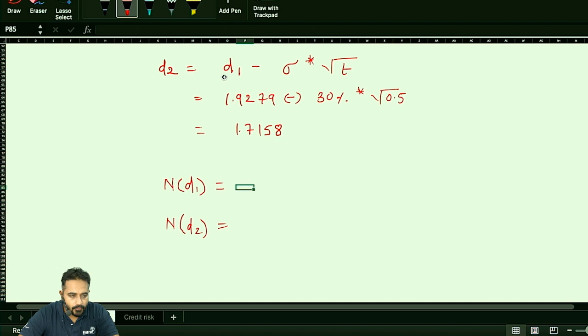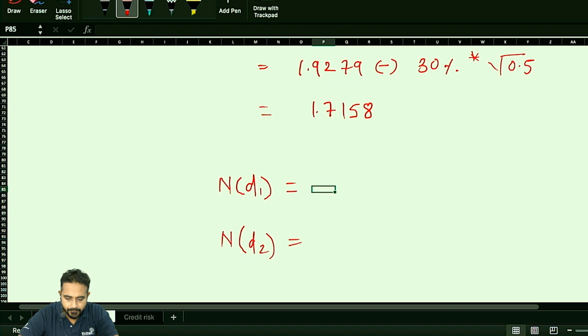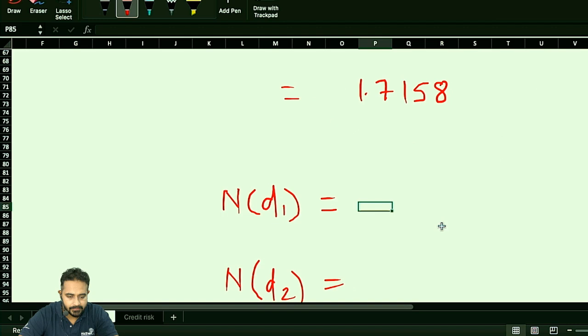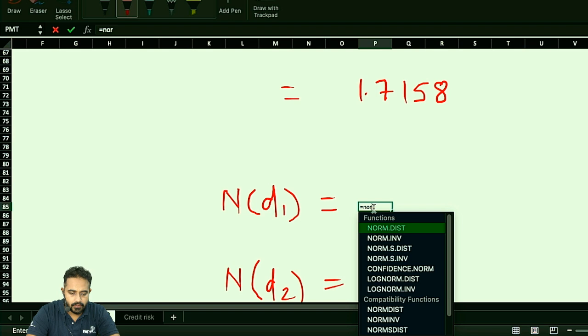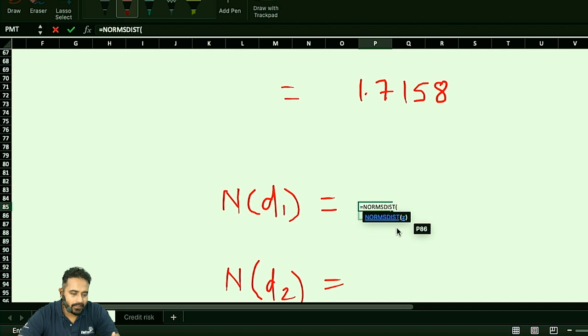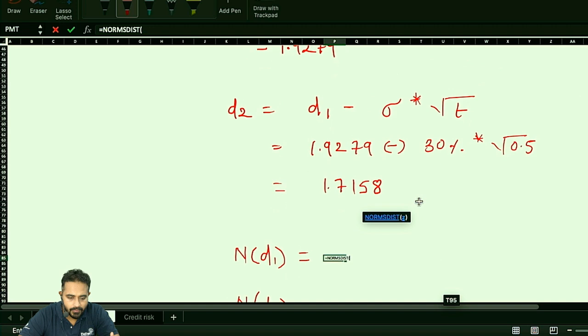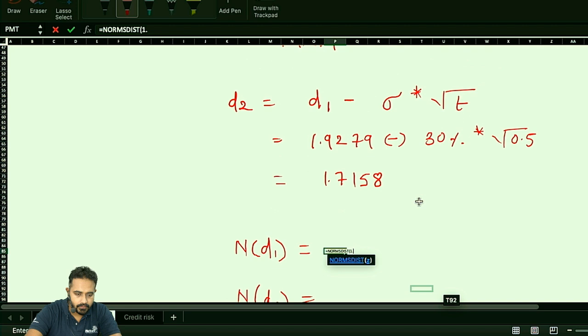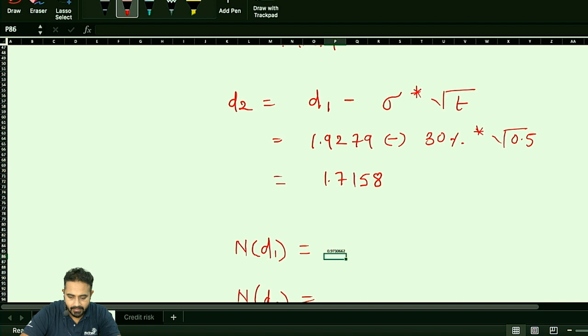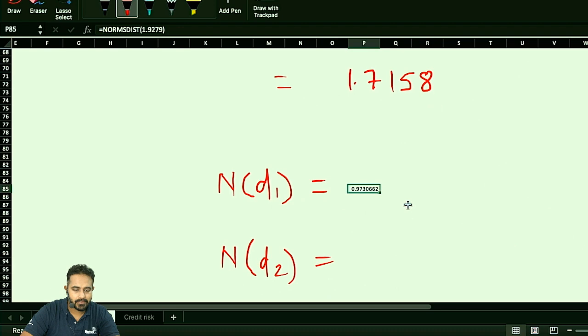So I'm going to make use of, let's zoom this a little bit. Okay. So I'm going to make use of a function, let's say, NORM.S.DIST, and all that I need to do is insert the z value in NORM.S.DIST. So the first z value, which is the d1 value, is 1.9279. Okay, so NORM.S.DIST 1.9279, and there you go. The ND1 is available to us, which is nothing but 97%.